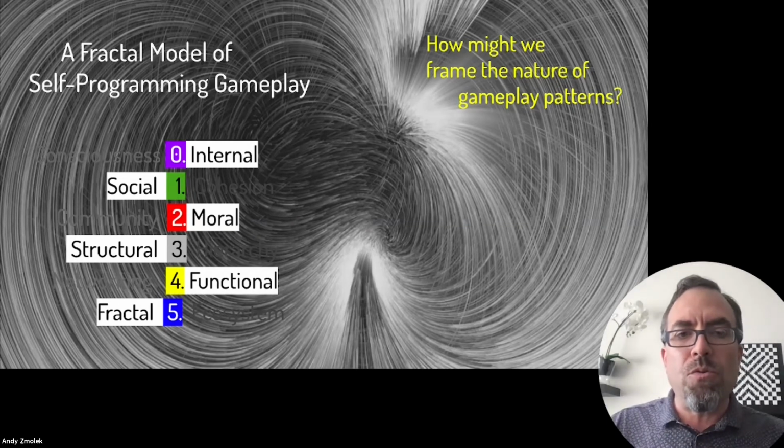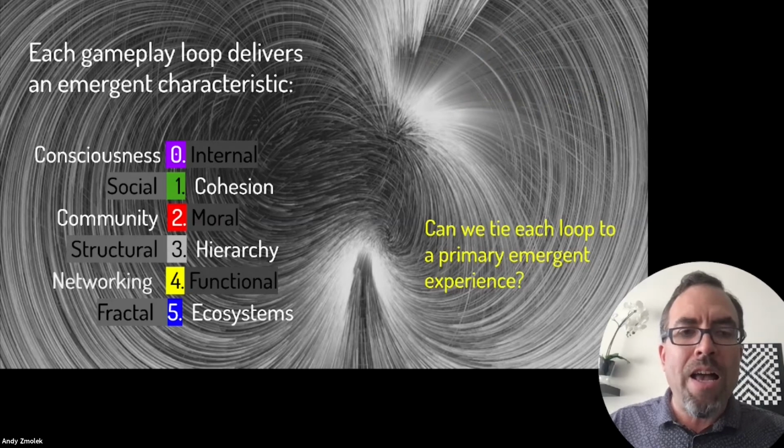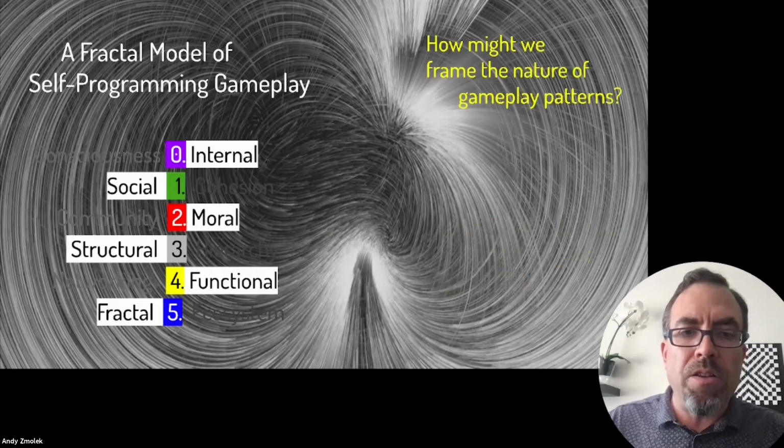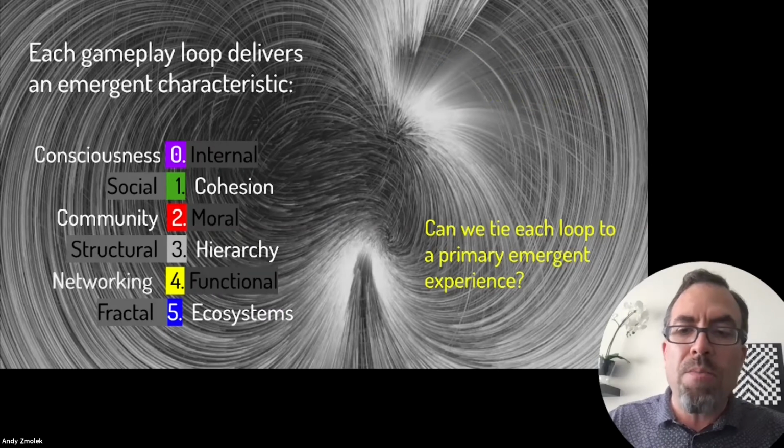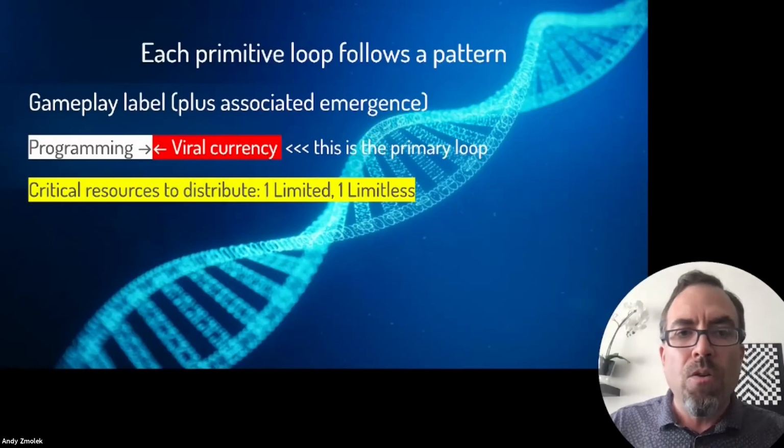And so the first question, and really what started me on this journey as an individual, was how do I frame the nature of these gameplay patterns? And more specifically, how do I tie each of these dimensions to a primary emergent experience that all of us feel like we can understand and communicate with each other, right? And so I'm not going to go through this list right now because I've got a slide on each one of these, but the point here is that for each dimension of gameplay, right, there is a primary emergent experience, and there's something driving the loop that creates that, right? And so that is what we're going to go through.